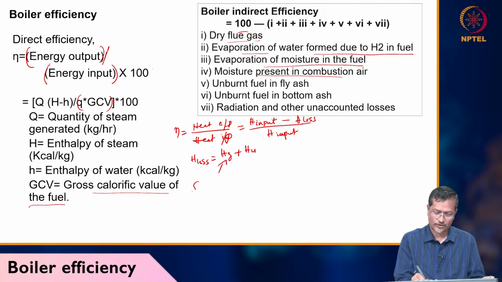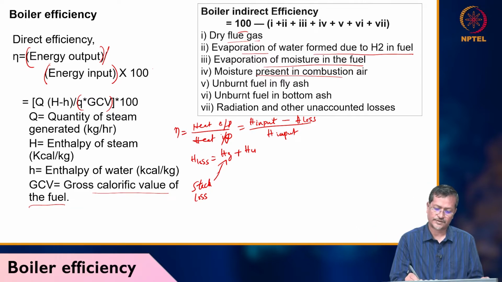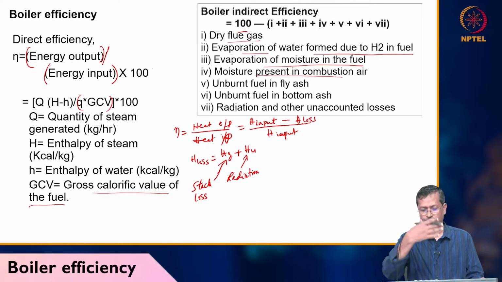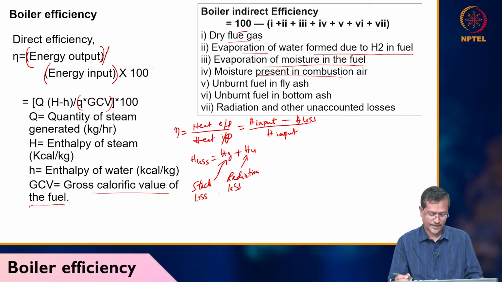Hg is stack loss. Stack loss means after burning, the flue gas goes out to the atmosphere and takes some energy with it; that loss is called stack loss. And Hu is radiation loss, because it is a metallic system, so some radiation will be happening. Radiation losses, unaccounted for, and manufacturer margin. The manufacturer will also have some margin, so that much loss is added here.